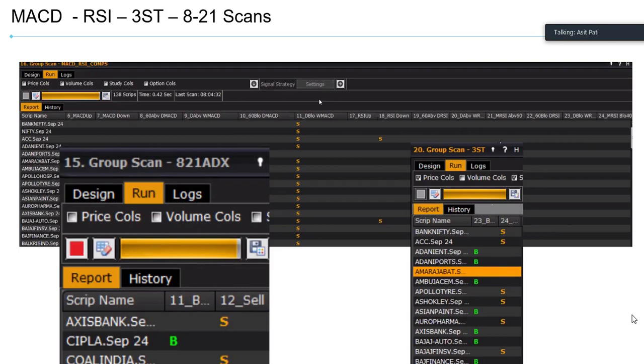So these scans give me a straight away answer on which stocks I need to look at. So this one that you're looking at, daily below weekly MACD, this is talking about Bank Nifty and Nifty.